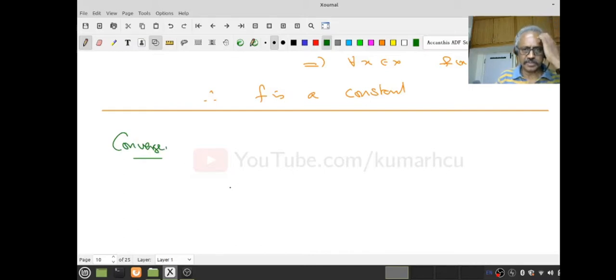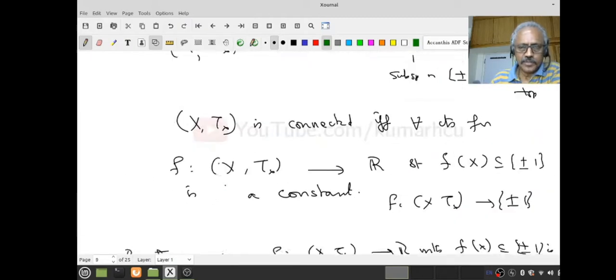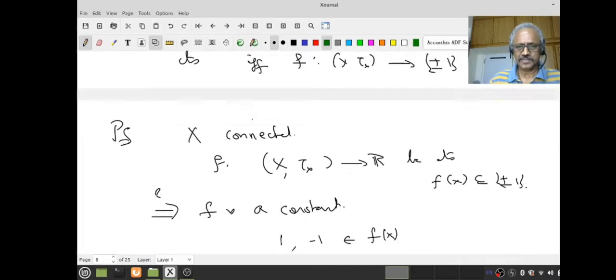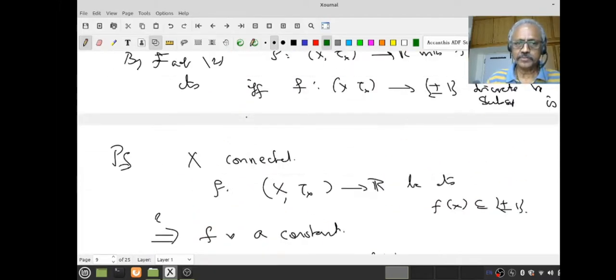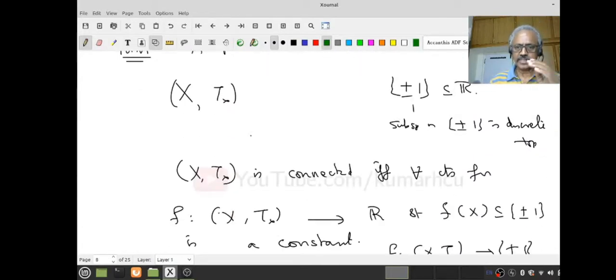What is the converse? Many of you will have problems with formulating the converse because logic is not well understood. So what did we prove? The claim was that (X, tau_X) is connected if and only if every continuous function... Therefore what should be the hypothesis? Assume (X, tau_X) has the following property: you give me any continuous function f from (X, tau_X) to R such that f(X) is contained in plus or minus 1, then f must be a constant. That is the property of (X, tau_X).